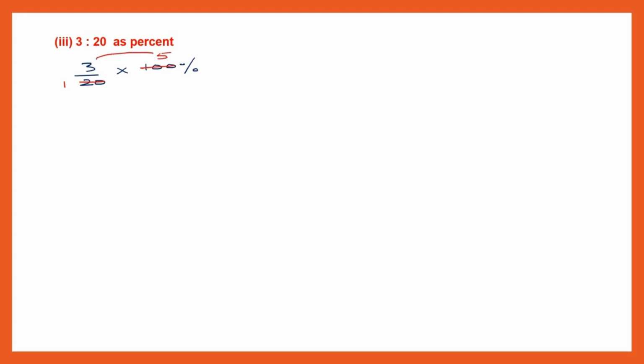So now multiply the numerators. 3 into 5 is 15 and we have the percentage symbol. So we have got our answer. The final answer is 15%.